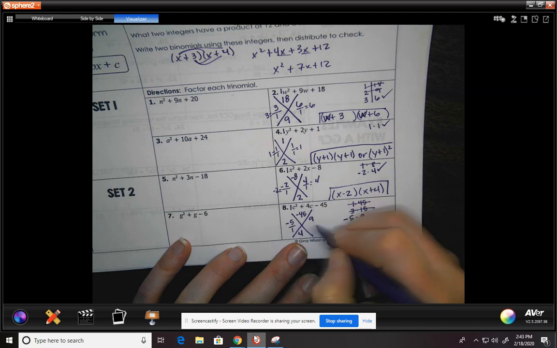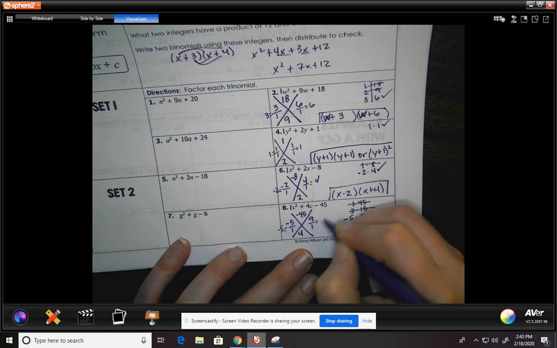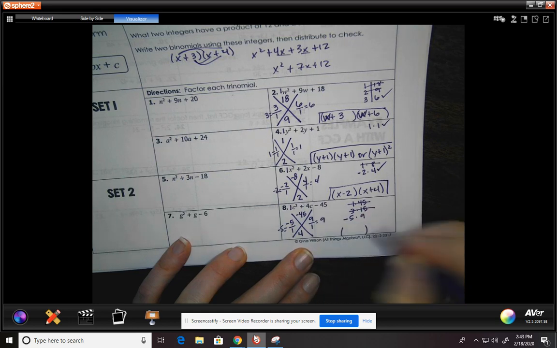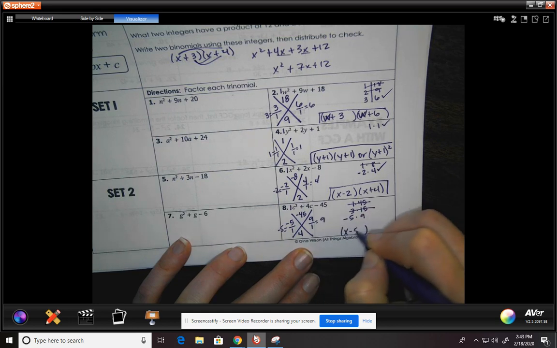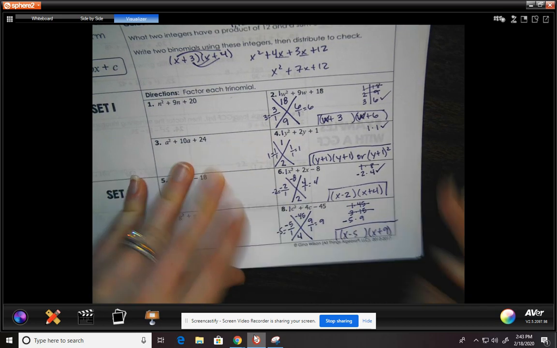I'm going to divide by that leading coefficient of 1. This gives me negative 5, and this gives me 9. So therefore, I have x minus 5 and x plus 9. Double distribute, you'll get back to your answer. Okay, now we're going to change signs one more time. Actually, 2 more times. There's 4 different sets.